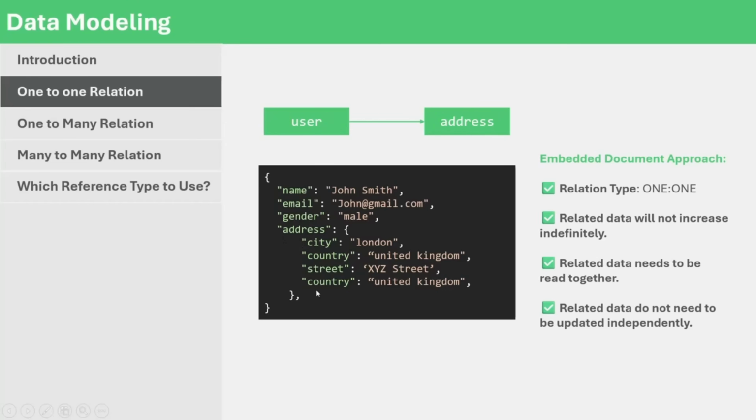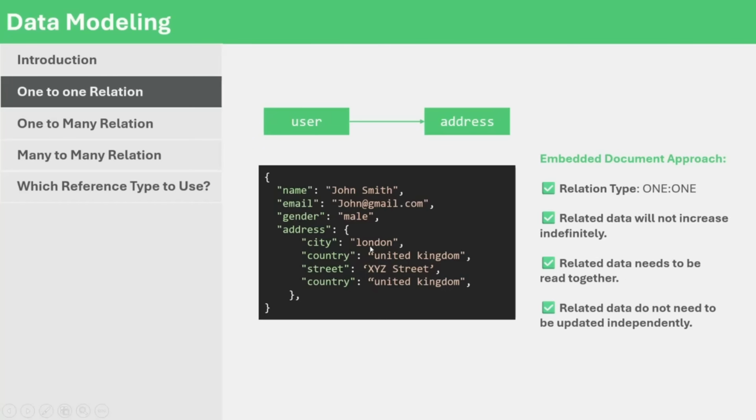So in this example, the address entity will not increase indefinitely in future. One user will always have a single address. It cannot have more than one address. So related data will remain same. It will not increase indefinitely in future. So since this condition also satisfies, we can go with embedded document approach. Then the third criteria which we need to check is whether the related data needs to be read together.